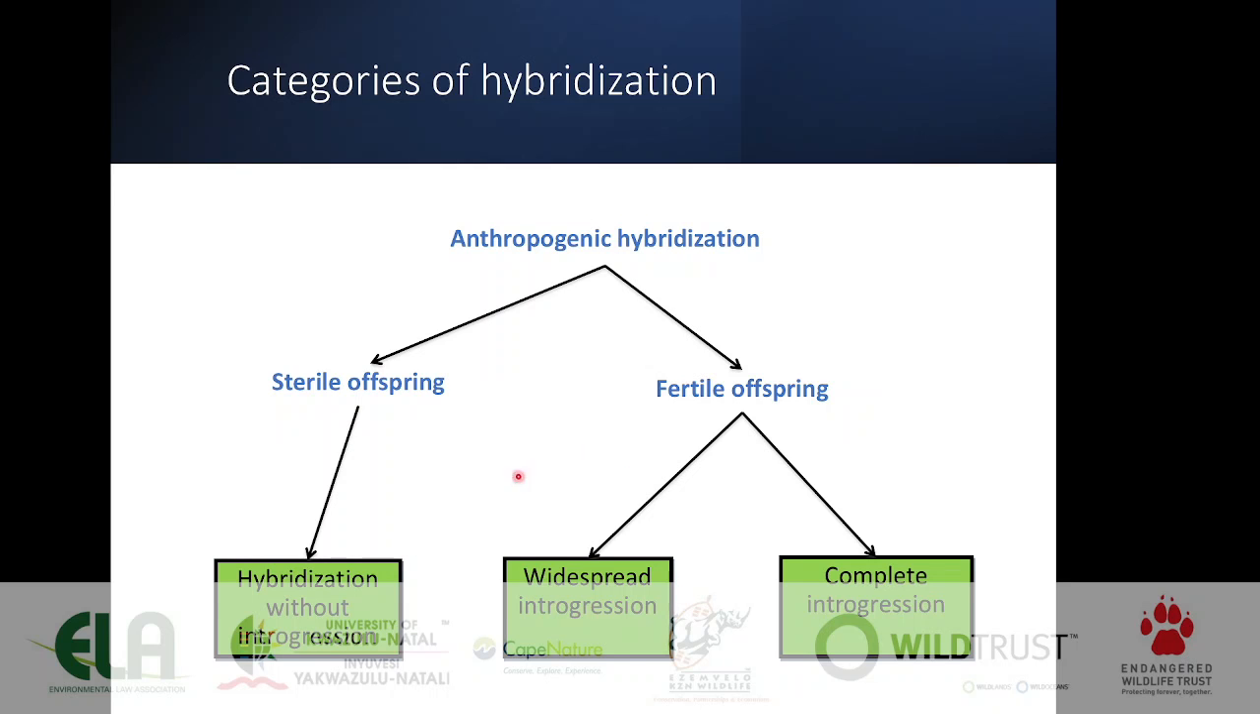Then there is widespread introgression and complete introgression, where the hybrid offspring are fertile. With widespread introgression, both pure and hybrid individuals exist. However, if conservation measures are not taken to stop hybridization, it can lead to complete introgression, where there are no more pure individuals left, only hybrid individuals.